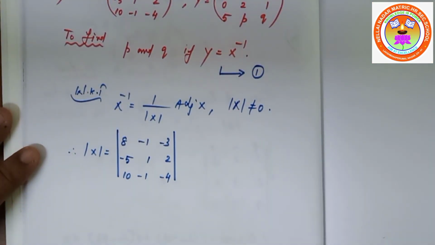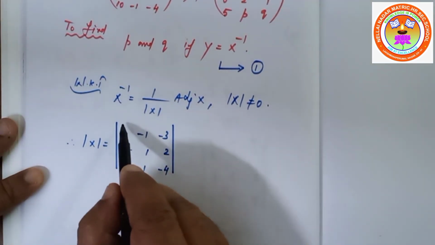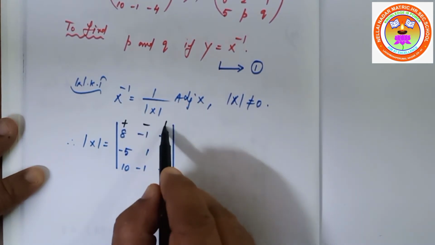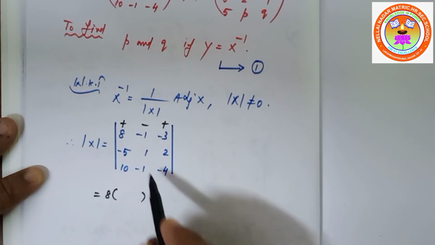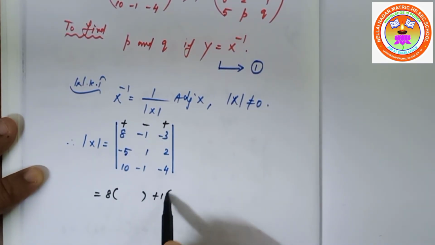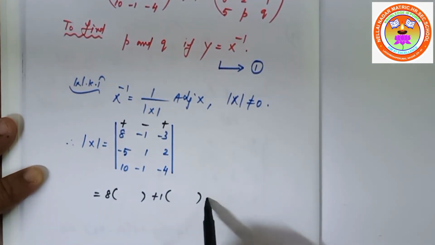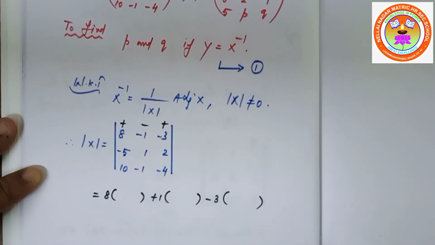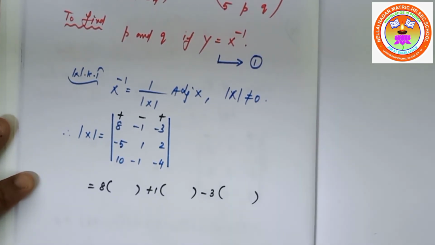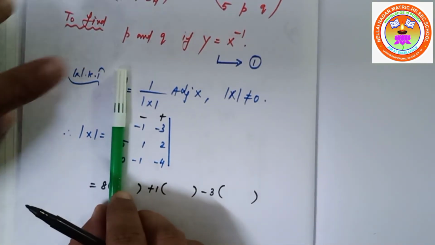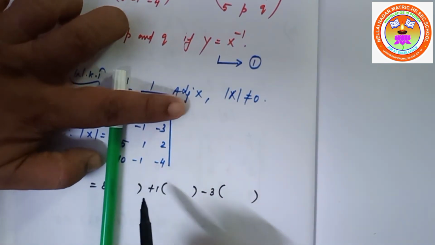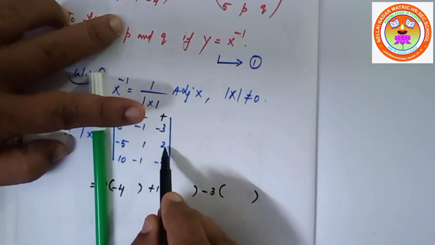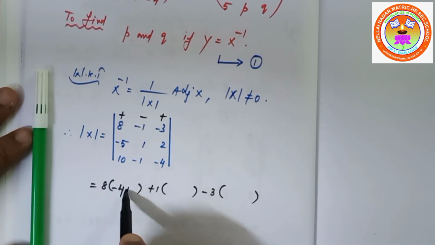Now I am going to expand the determinant. Usual expansion, you know how to expand that: plus minus plus at the top of the first row, that is equal to, first write 8 into, then minus into minus 1, that is plus 1 into, finally plus into minus 3 is minus 3 into. Then leave the first column and first row. These 4 elements are there. You can directly multiply: 1 into minus 4 is minus 4, as it is, and minus 1 into 2 is minus 2, but you have to write plus 2.